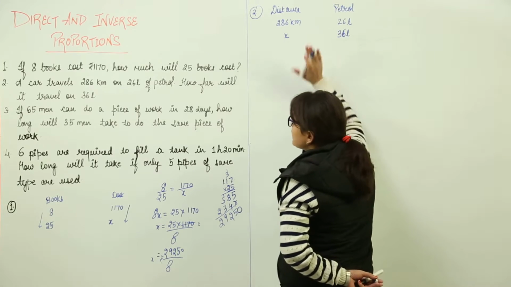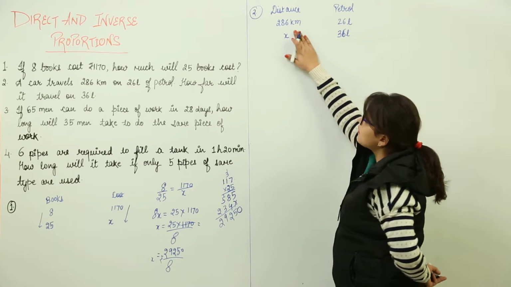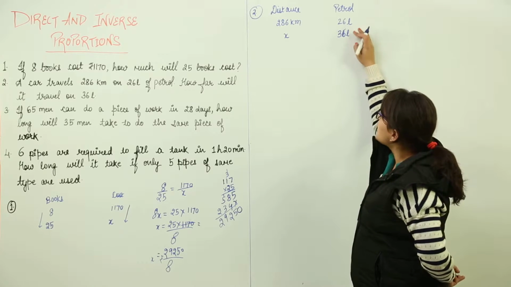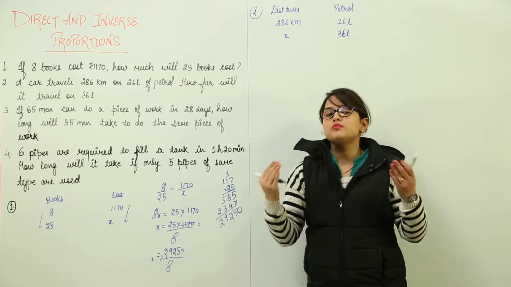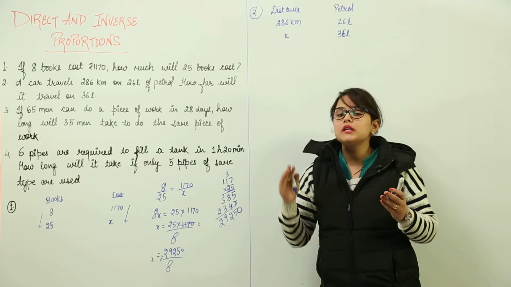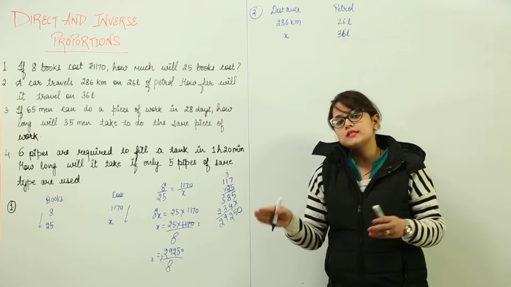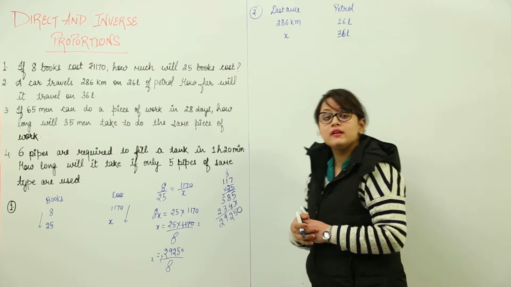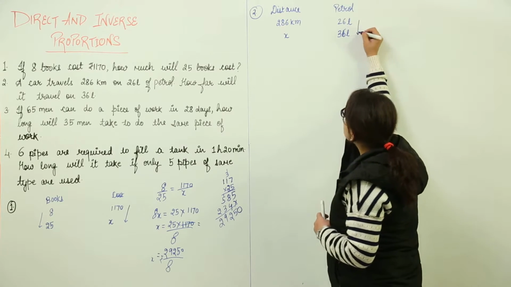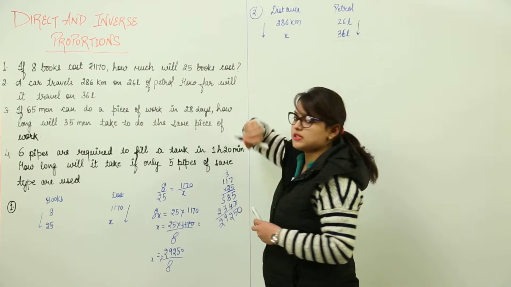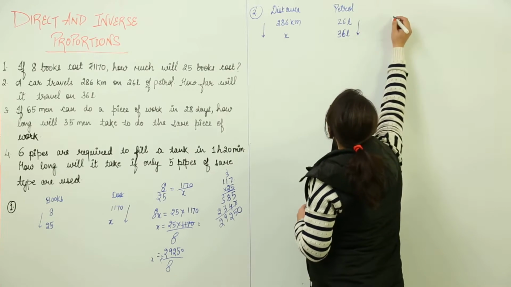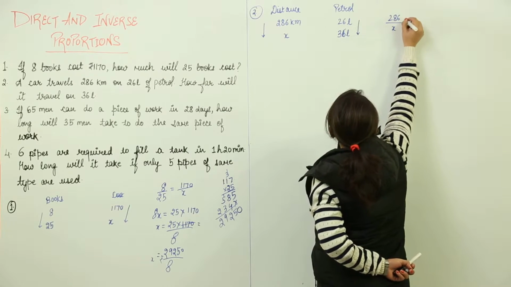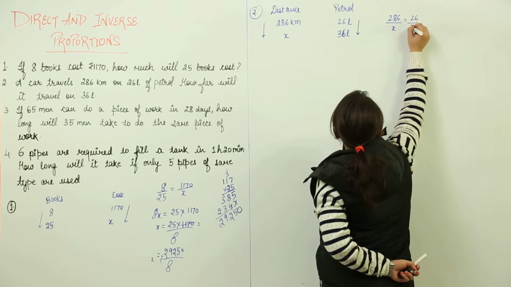Now think about the question. If a car travels 286 kilometers on 26 liters and we have 36 liters, that means the amount of petrol has been increased. So definitely the car is going to travel more distance or less distance? It is going to be more. That means this is the direct relation. Why? Because if the petrol is increasing, the distance will also increase, right? So we can write the direct equation for this. The equation for this will be 286 over x equal to 26 over 36.